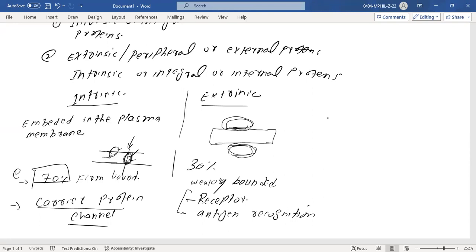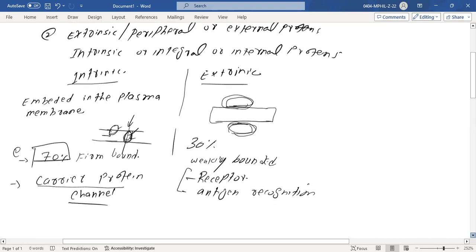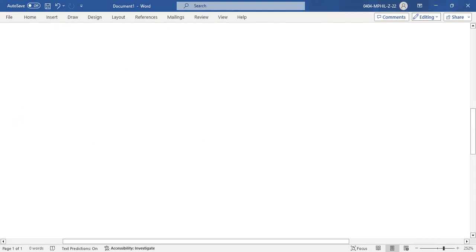Channels, while on the other hand, you have receptor and antigen recognition proteins. Now we can further divide proteins based on their method of transportation. Here we have divided these proteins based on their position, how they are located. But now we are going to talk about the types of proteins, because both can act as transport proteins.